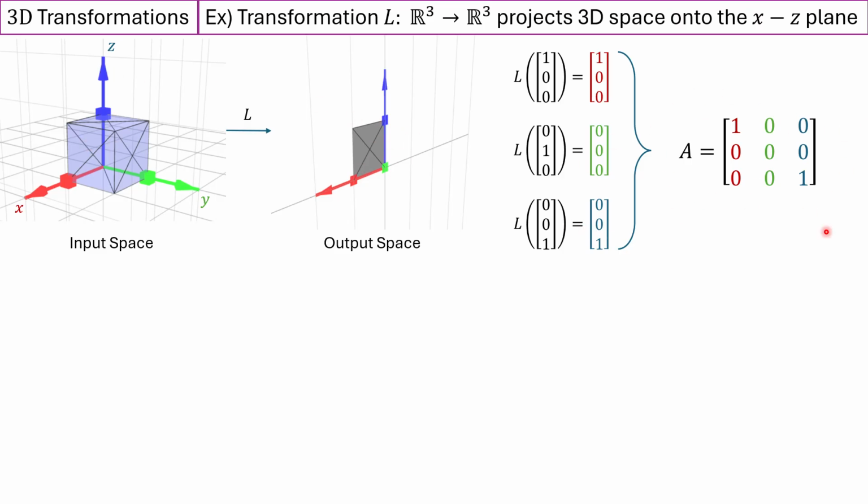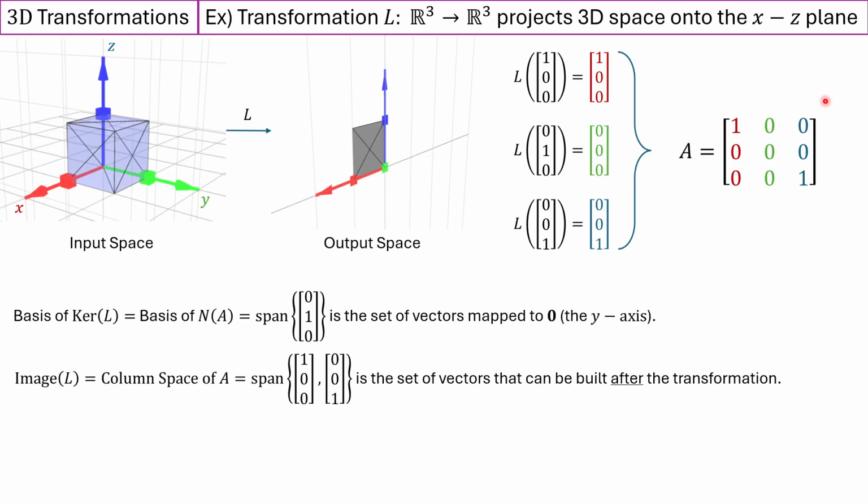Okay, so here's our matrix A. Putting those outcomes as columns side by side gives us this matrix. And so this is a great example to visualize the kernel in the image of the transformation. The kernel is everything that got destroyed by the transformation and now maps to 0.